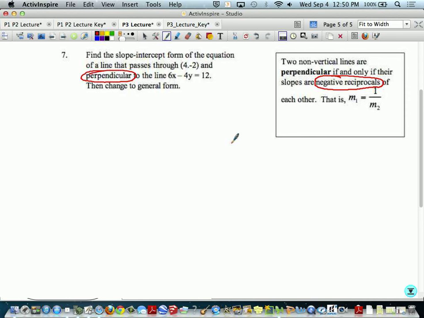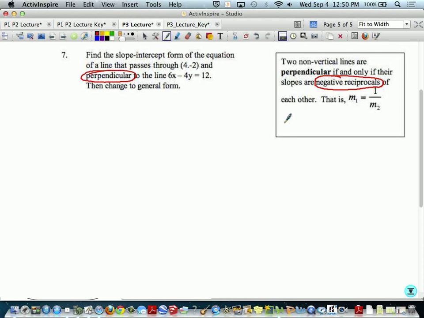What did I just say? Perpendicular. Slopes are perpendicular if they are negative reciprocals of each other. In other words, the fractions are flipped and one's positive, one's negative. What we're telling you there is that it's 1 over 1/2.